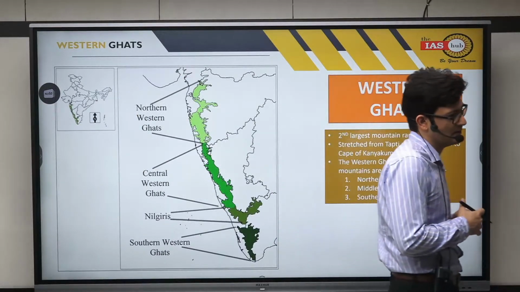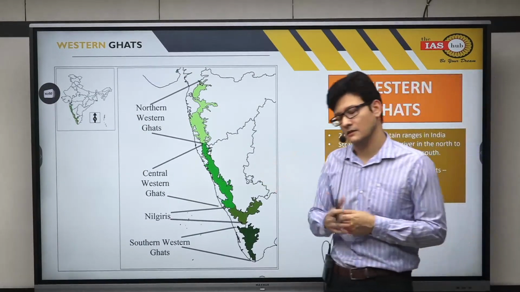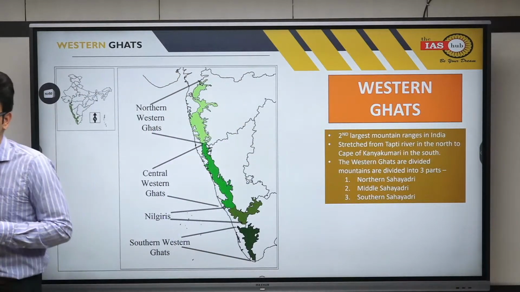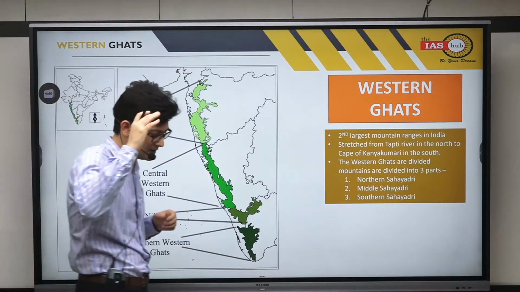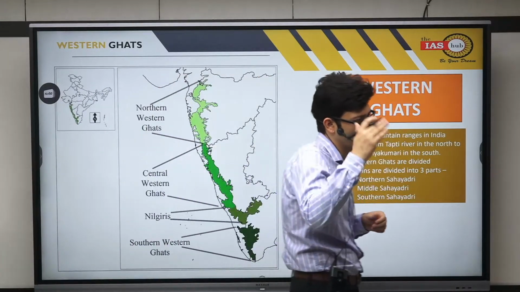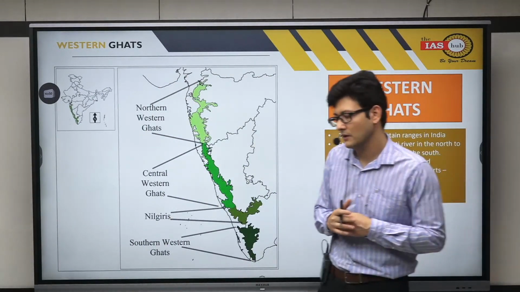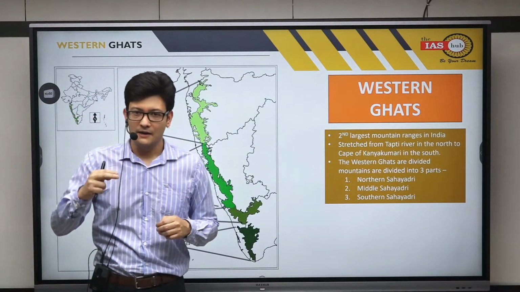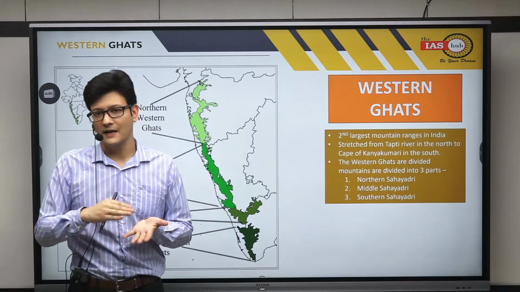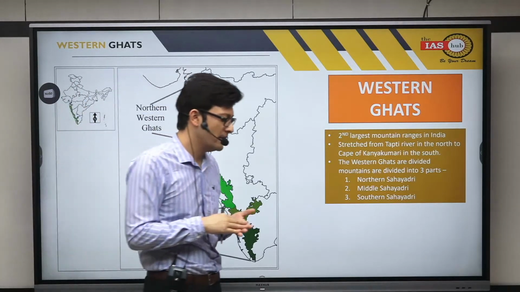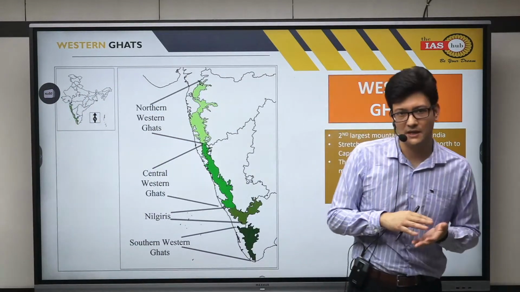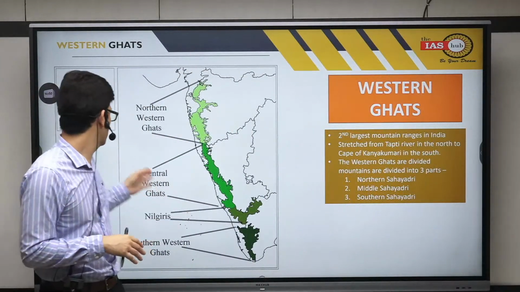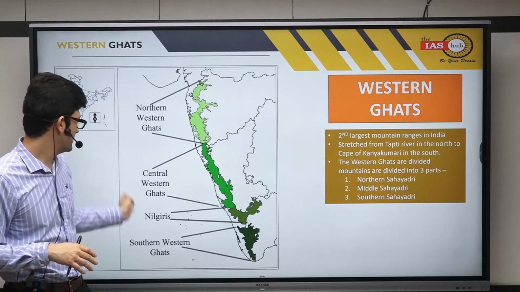UPSC also asked about in how many states the Western Ghats are present. So from Gujarat, from the river Tapi, towards Cape Comorin or the Cape of Kanyakumari, there are three major divisions. We are dividing it into three parts: the northern Sahyadris, the middle Sahyadris, and the southern Sahyadris, or the southern hills. So these are the major divisions.